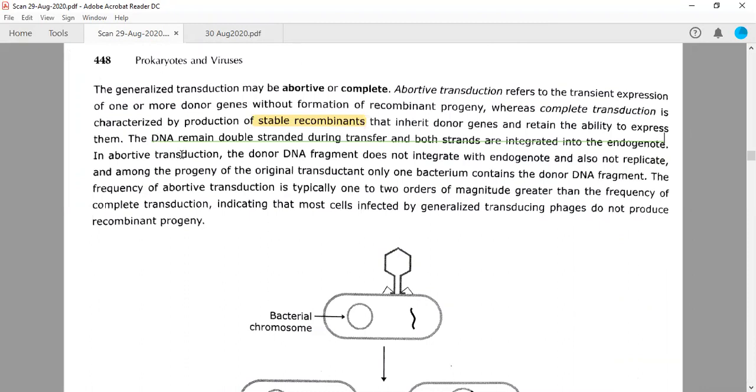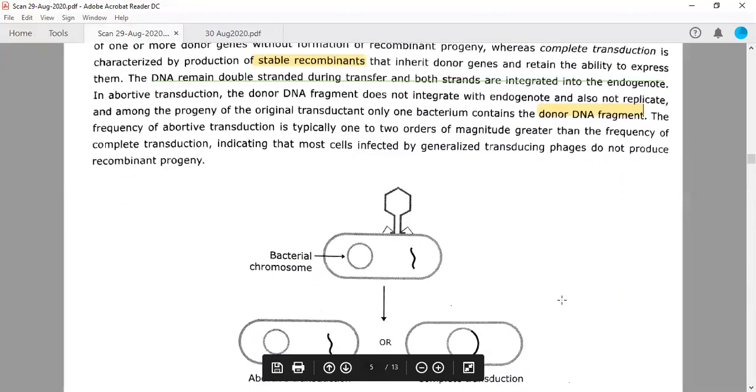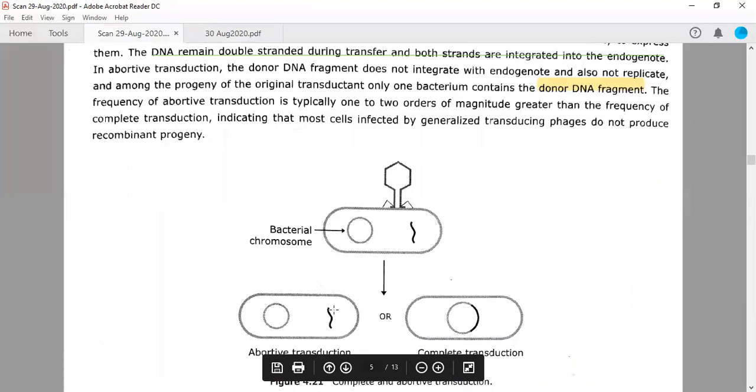In abortive transduction, the donor DNA fragment does not integrate into the endogenome and is also not replicated. Among the progeny of the original transductant, only one bacterium will contain the donor DNA fragment. It is not replicated because it is present outside the bacterial chromosome, so it does not have an origin of replication. Therefore, when this bacteria divides, only one daughter cell will receive this particular fragment of DNA which is coming from outside, right?